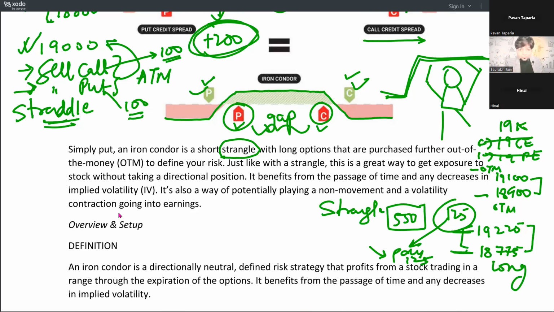Which means that the graph of that person would almost be like this. If this is profit and this is loss, this is the plus area, this is the minus area, this is zero, no profit, no loss.